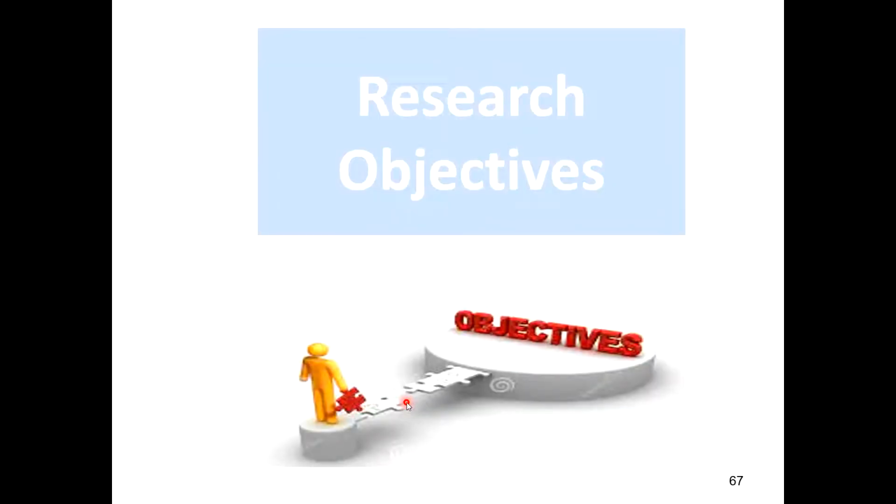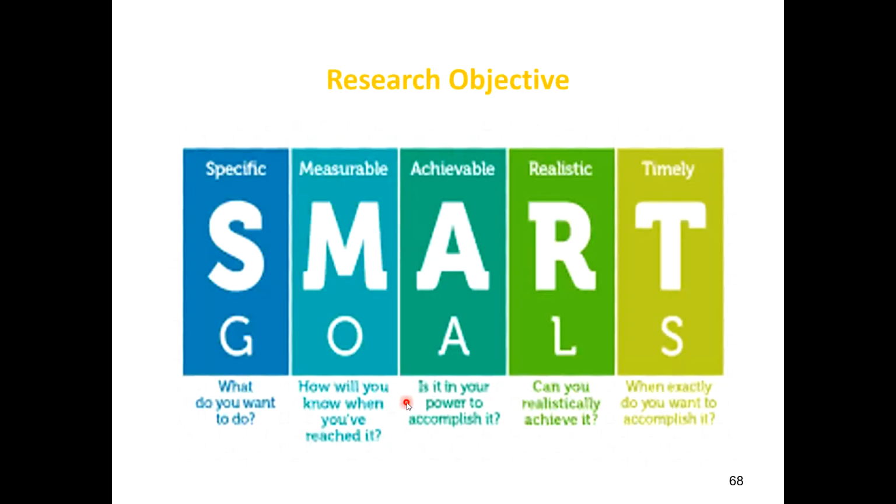So after writing up the introduction, the next component of the synopsis is research objective. Remember always that objectives are reflective of the title. Fine. So, and the research objectives should always be SMART.